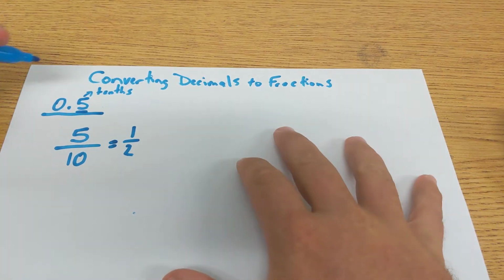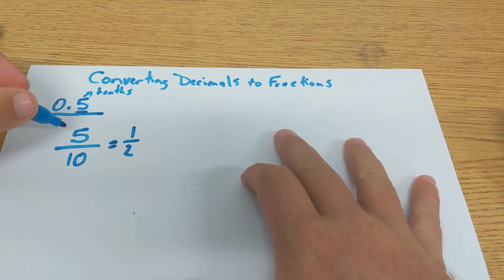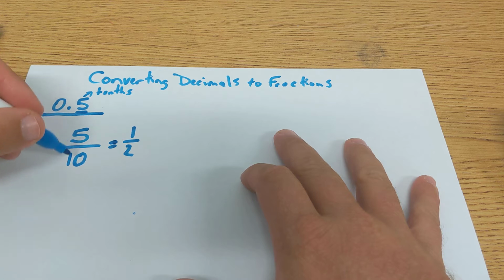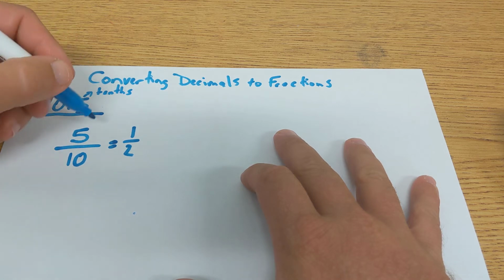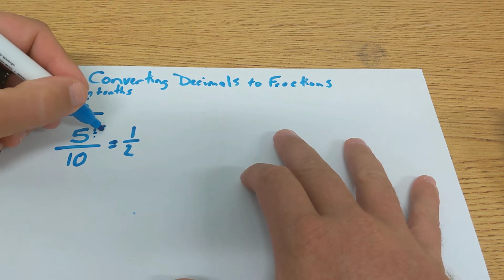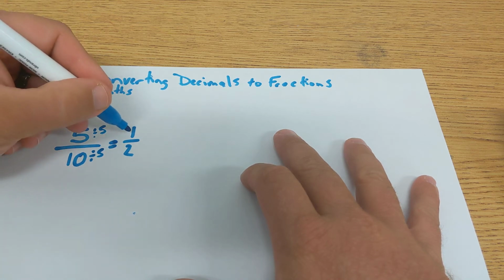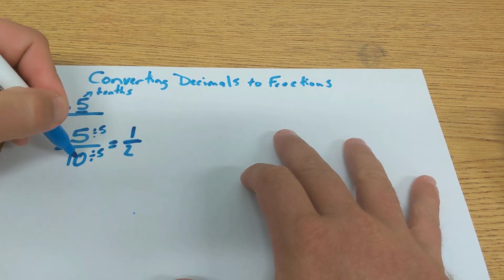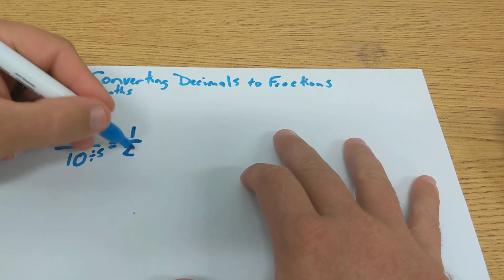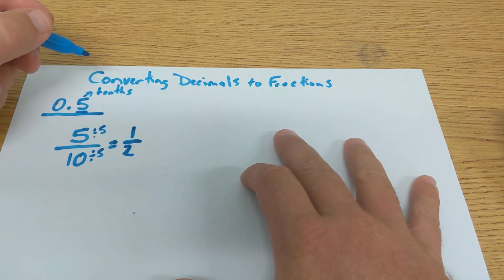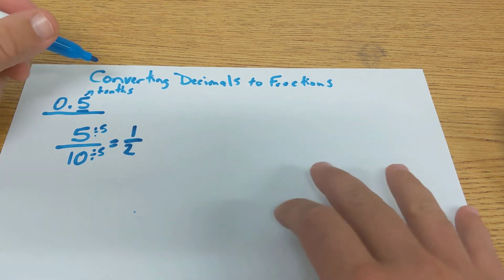Now, we got to 1/2 because we found the greatest common factor of 5 and 10. So the greatest common factor of 5 and 10 is what? Well, 5 will go into both of these. So you divide the top and the bottom by 5. So 5 divided by 5 is 1. 10 divided by 5 is 2. So that's how you break it down.